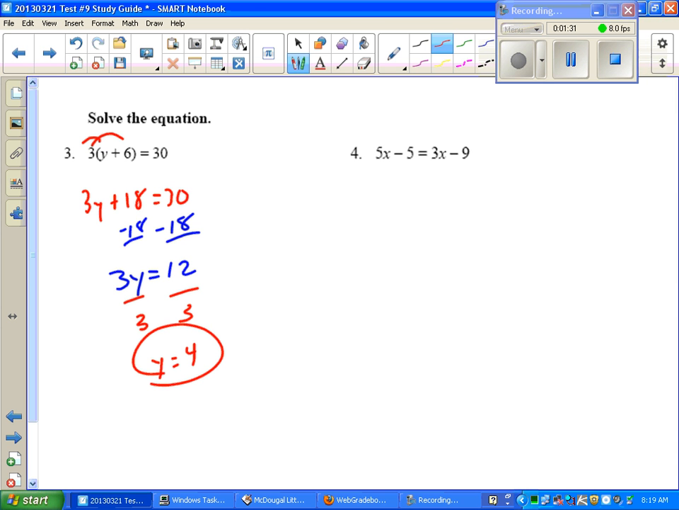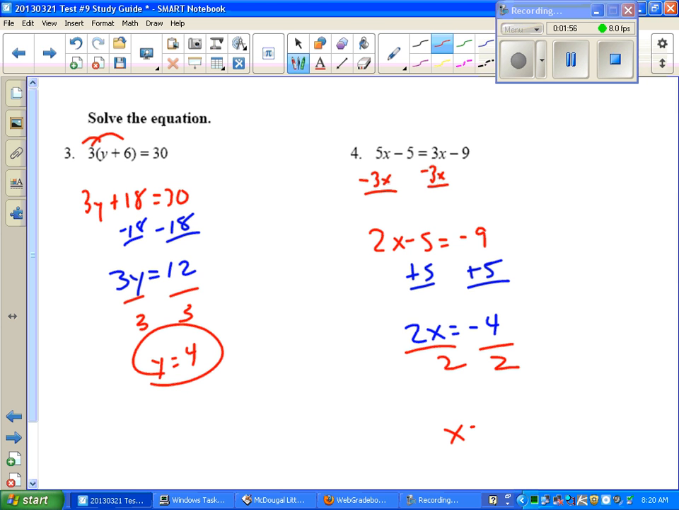The other one, you have variables on both sides. Bring your smaller amount of x's over to your larger one. You have positive 3x. Undo that by subtracting it. If you do it on that side, do it on this side. That leaves you with 2x minus 5 equals negative 9. Get rid of minus 5 by adding it to both sides. And you have 2x equals negative 4. Get rid of 2 times something by dividing. And x equals negative 2.